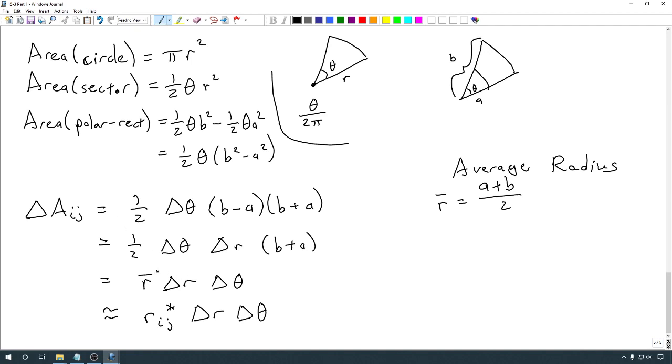So this formula here is exact. This one here is approximate. But that approximation gets better as we go through our limit, as we take these polar subrectangles shrinking down to nothing. And that's good enough for what we're going to be doing with it.